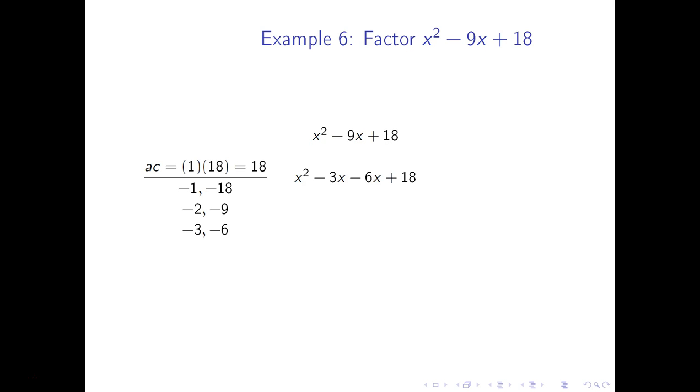All right, one more example, and then we're done. So I want you to try this one. Go ahead and pause the video and work through it. All right, so hopefully you went with 18 as being your A times C. These are all your pairs of numbers. You get minus 9x, which is minus 3x and minus 6x, because those are the numbers that add up to negative 9 and multiply to positive 18. And you can factor by grouping, and factor by grouping again to find (x minus 3)(x minus 6).